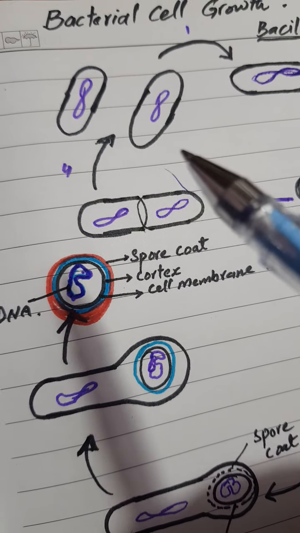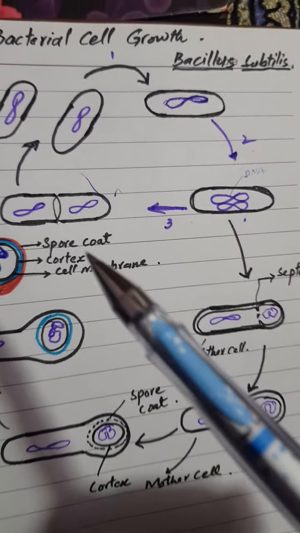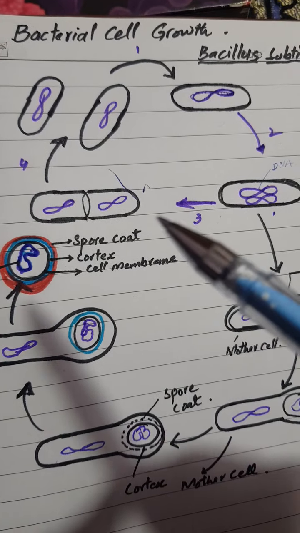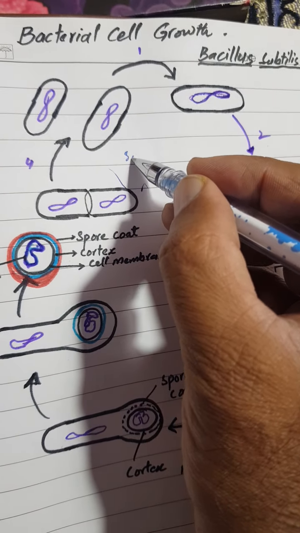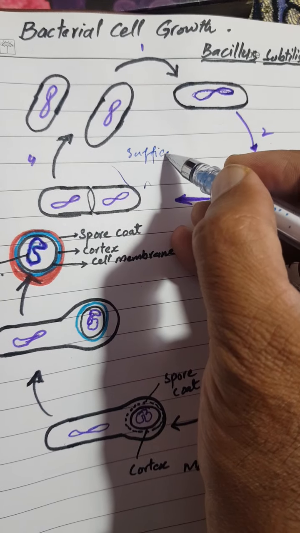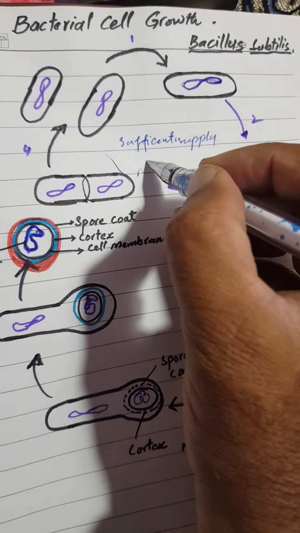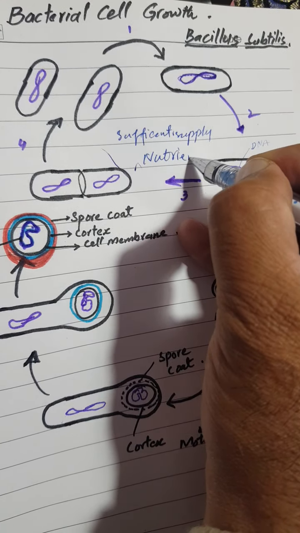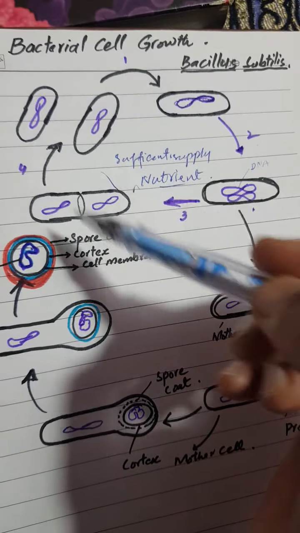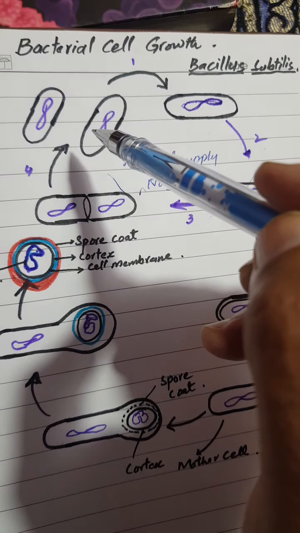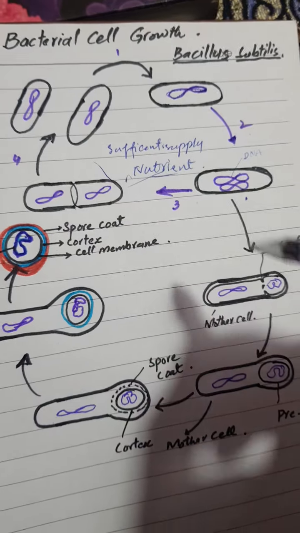The cell divides into two. This is also named the log phase of the bacterial cell cycle. It only happens when there is a sufficient or abundant supply of nutrients. When nutrients are in plenty, then they can undergo binary fission, and this will continue. That's why a bacterial colony increases in size in minutes.